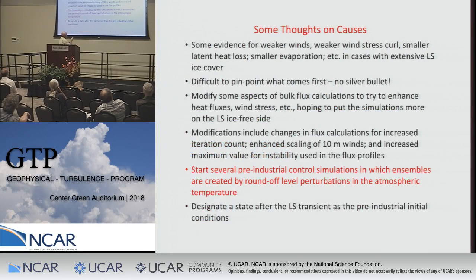All right. So we'd go into some situations when we get weaker winds, weaker wind stress curl, because of the weaker winds, we'd get smaller latent heat loss, smaller evaporation, and with smaller evaporation, we'd get these freshening incidents, and the freshening incidents were kind of slight precursors. Okay, but we could never pinpoint what came first, as hard as we tried. And so we tried to modify the surface turbulent parameterizations, the bulk parameterization, to minimize our chances of falling into one of these freezing things.